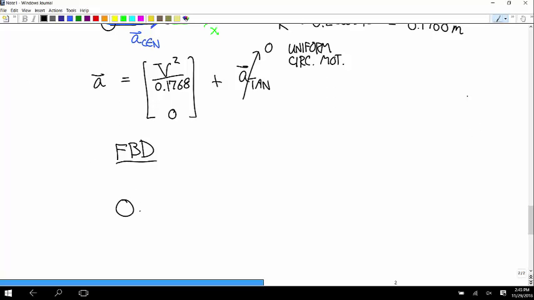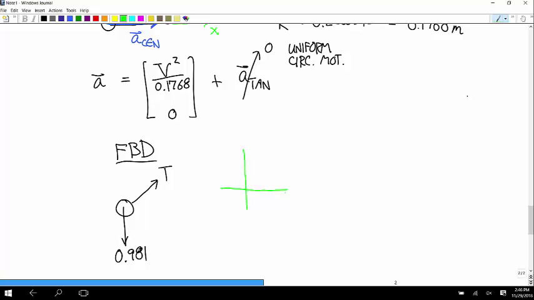So here's the ball. The weight's acting this way. That's 0.1 times 9.81, so 0.981. And then the cable force is away from the ball, parallel to the cable, so this way, and it has a magnitude of T. Okay, so now we have to think about what the components are of that cable force.